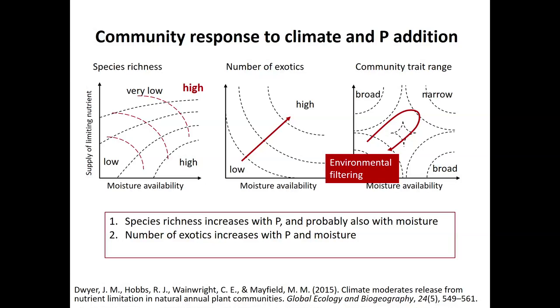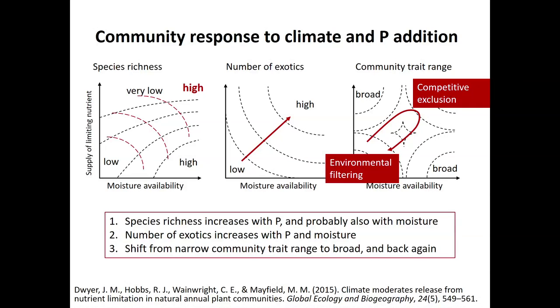And that means that environmental filtering, according to Dwyer et al's scheme, is still the most important driver of community change or community status. And rather than it being competitive exclusion, which we might see if the plots had been dominated by the festuca or agrostis grasses and that had excluded everything, then we would have seen a similar narrowing of the trait range.